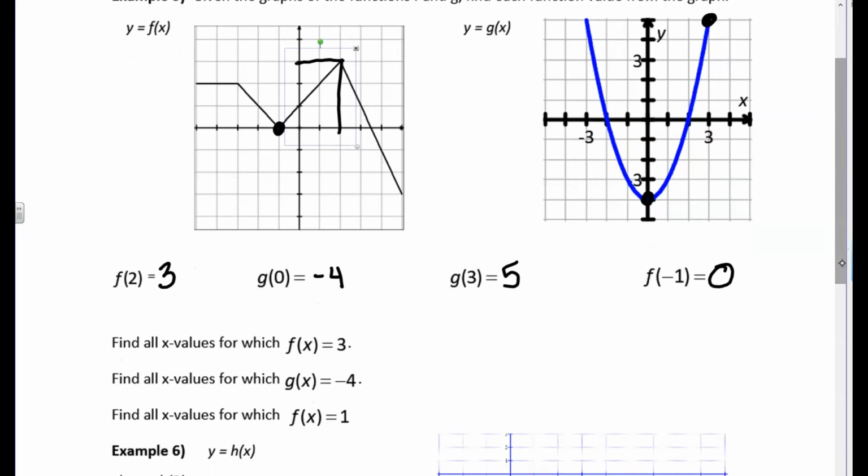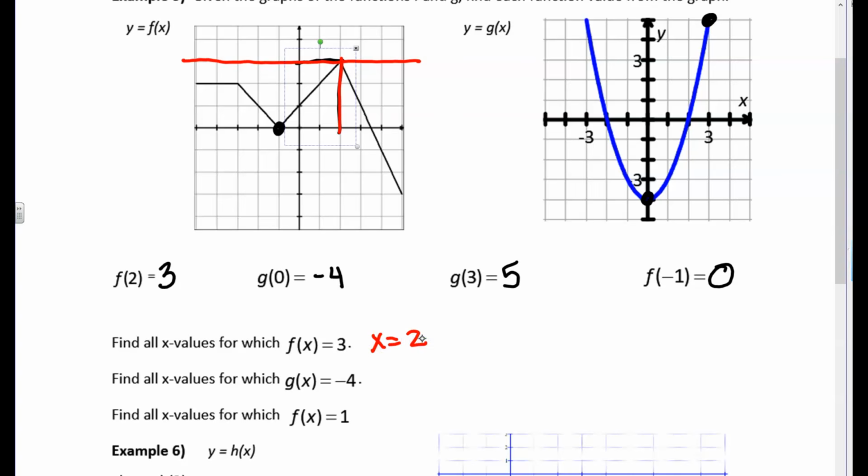Now I want to find all the x values for which f of x equals 3. The way I want you to tackle this problem, guys, is I want you to go to where y equals 3, because f of x equals 3 means my y value is 3. So here's my y value. Draw a line across. Anywhere your line crosses the function, we have an answer. My answer here is x equals 2.